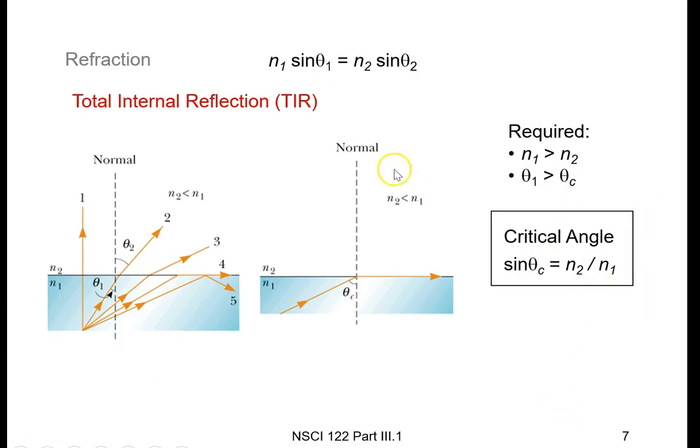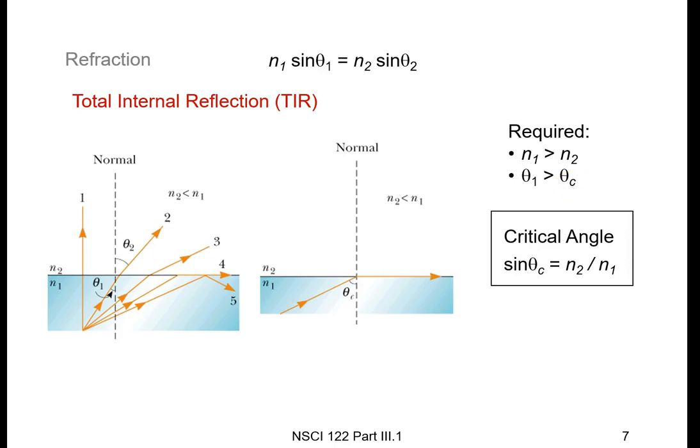This is important. So for TIR, total internal reflection, to occur, two things have to be true. n1 has got to be bigger than n2, so the light has to be going from a higher index material trying to go into a lower index material. And the other thing that's required is that the angle of incidence is greater than the critical angle.